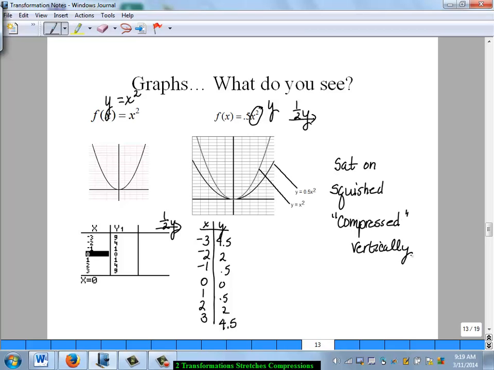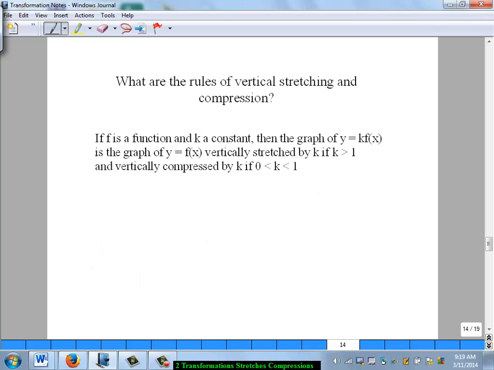Okay, so let's see what a rule would be for vertical stretching and compression. So I'm going to try to make this understandable. If f is a function and k is a constant, then the graph y equals k f of x is the graph of the original function, vertically stretched if k is greater than 1, and vertically compressed if it's between 0 and 1. Okay, so the word you've got to remember is you're now multiplying. That's a big deal.